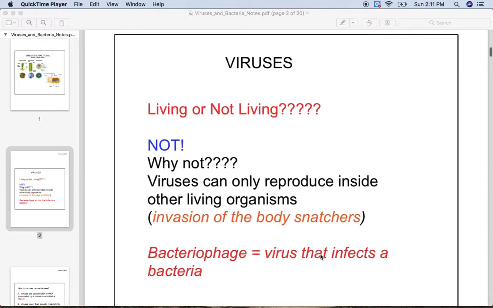So the question is, are viruses living or are they not living? And actually the answer is not. They are not living. So you might ask me, well, why are they not living? You have to think all the way back to when we talked about what are the characteristics that something has to have, be, or do to be considered living. Now, take a minute and think about all of those things that an organism has to have, be, or do to be considered living.